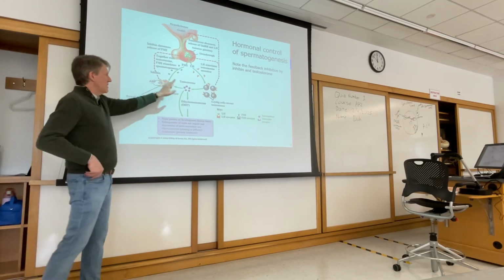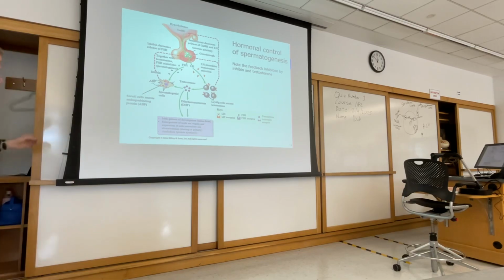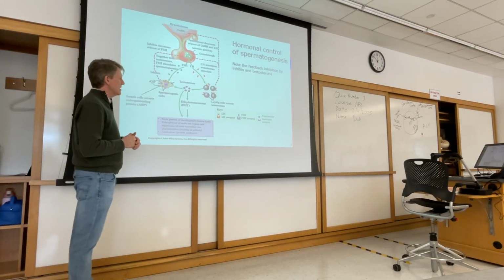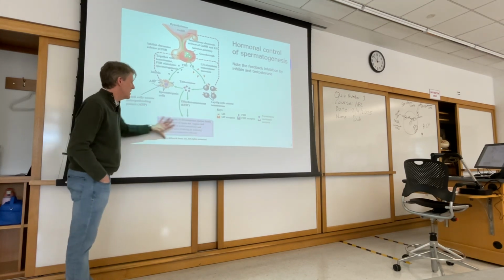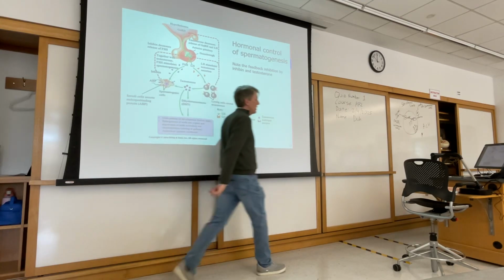The other thing to know about testosterone, it's not just there for spermatogenesis. There are other effects to testosterone. Testosterone can be converted into a form called DHT, which then has these effects, and I'll talk about this on the next slide.